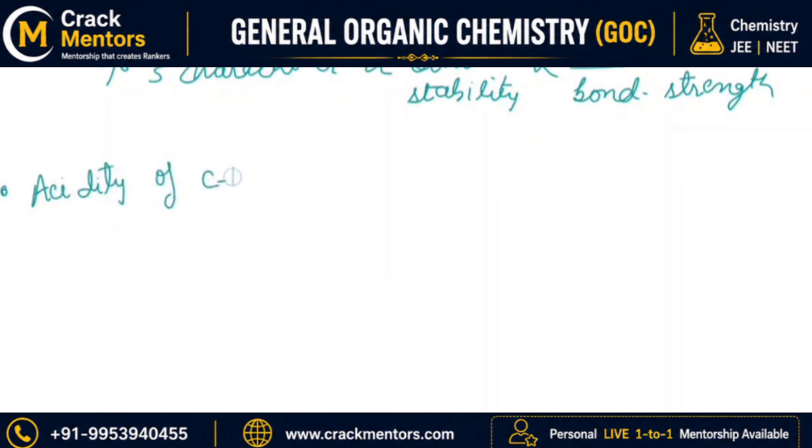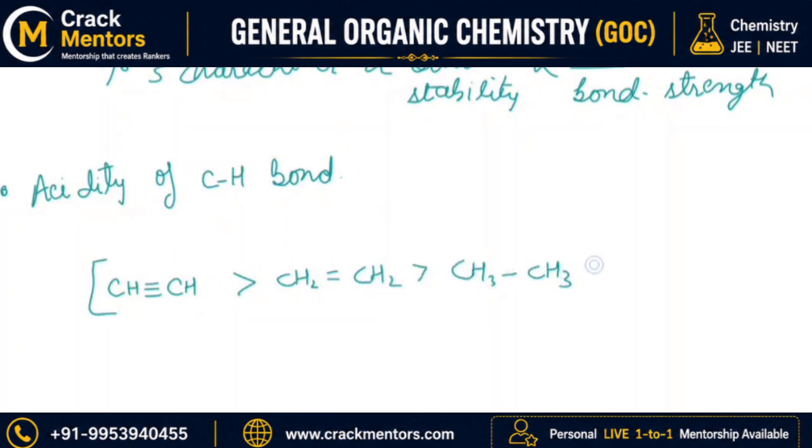Actually, this acidity of the CH bond depends on the stability of the conjugate base, that is the carbanion, which we will read later in this chapter. But still, as we are discussing all the trends here, I must mention the acidity of the CH bond also: CH triple bond CH is more acidic than CH2 double bond CH2, then CH3 single bond CH3. So this I wanted to mention here along with all the trends.